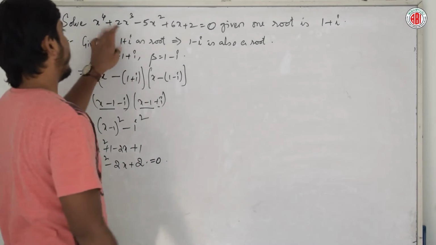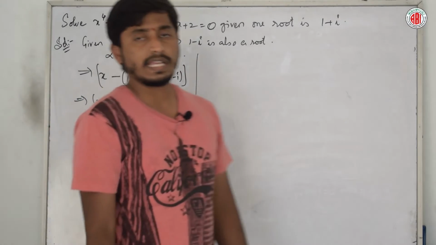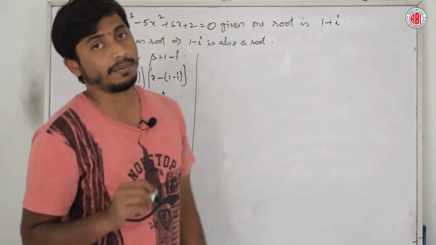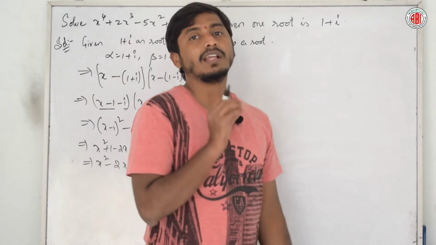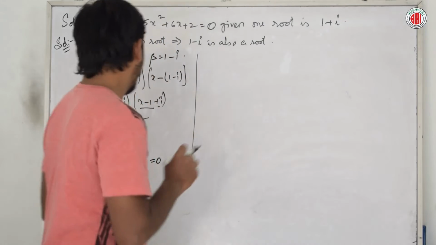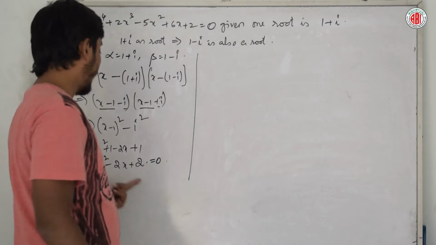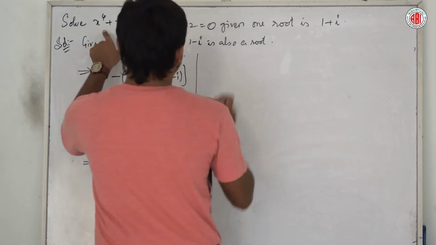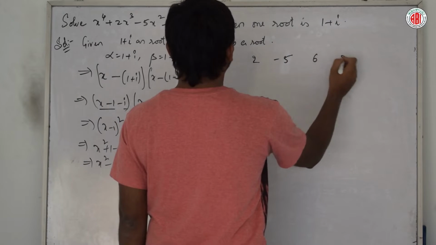Now let us divide this equation with this. Which rule shall we use? Let us do synthetic division. But remember, in the previous problem we did the simple synthetic division method, in which we used to have only a single root. What to do if we have two roots? That is simply an equation we got. So first let me write the coefficients: 1, 2, minus 5, 6, 2.